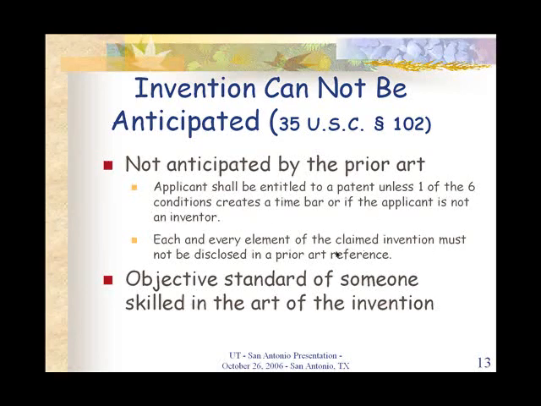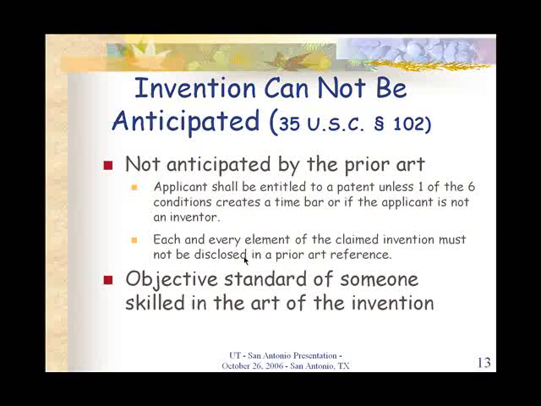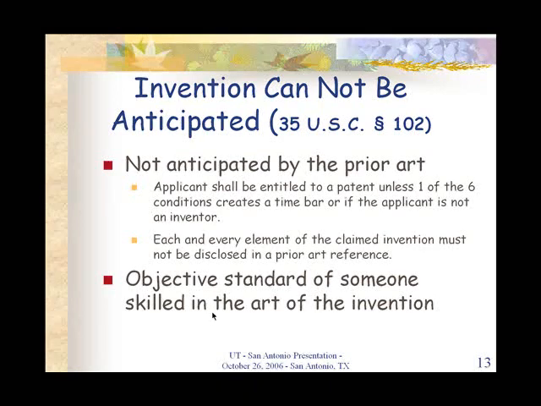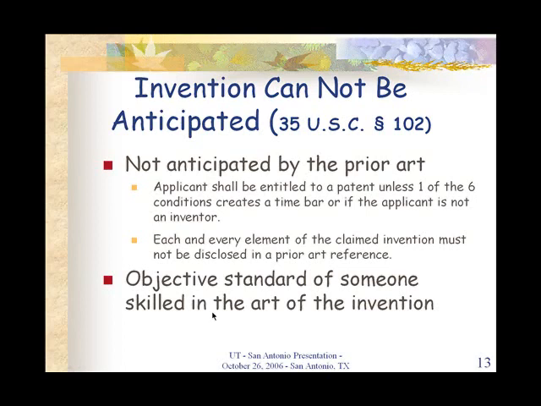each and every element of the claimed invention must not be disclosed in a prior art reference. So you can see that there is a strict process which must be followed by the tech transfer people when you go to their office with your invention disclosure, for them to determine initially whether they would believe that it is a patentable invention before it would ever get to the Patent and Trade Office.